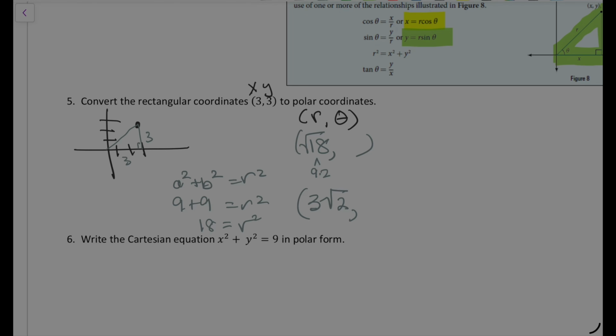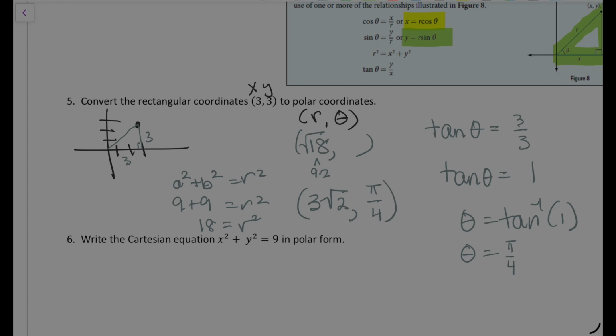Now let's talk about the theta. Hopefully you recognize this when the x and the y are the same. Yes, we have ourselves a 45-degree angle. Let's suppose you didn't know that or you had forgotten that. You would find the theta by tangent of theta is equal to 3 over 3, or in other words, tangent of theta is 1, inverse tangent of 1. If you used your calculator, you would get 45 degrees, or in radians, pi over 4. So my angle is pi over 4, like so.